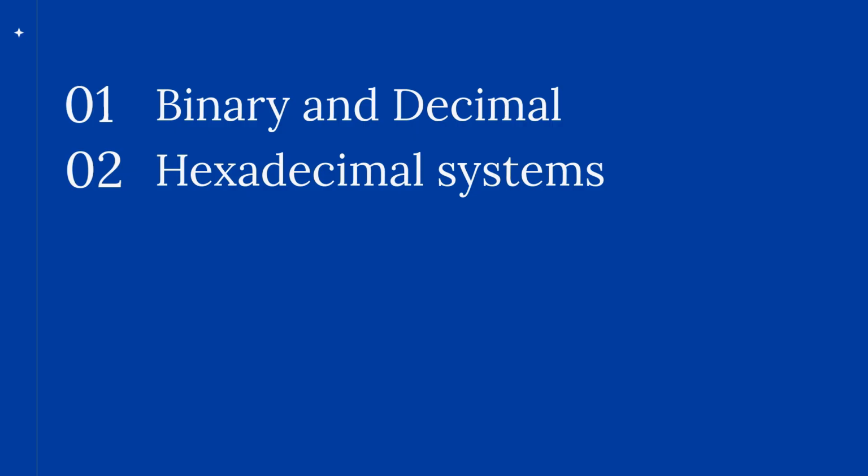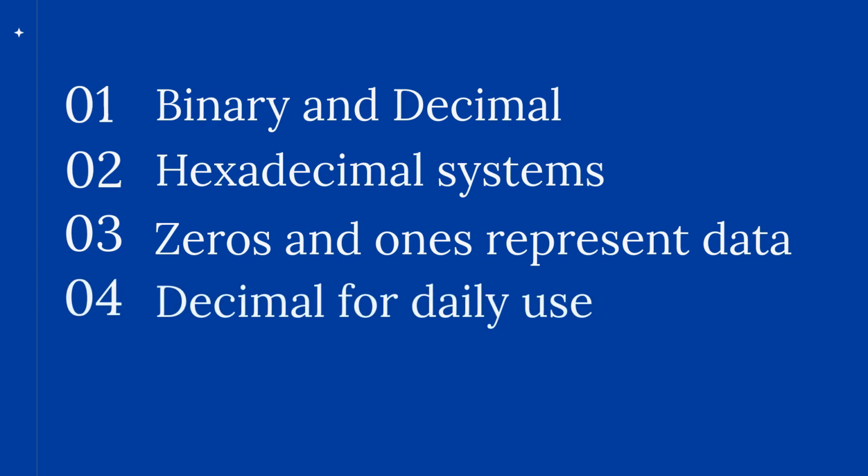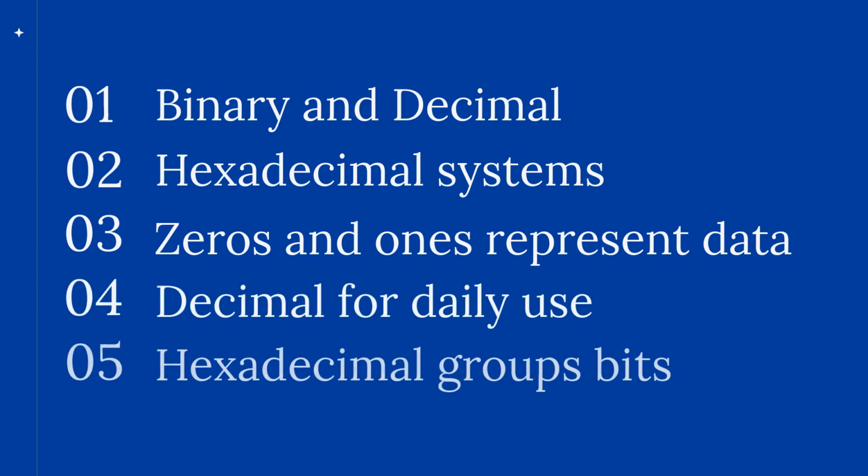Binary, decimal, and hexadecimal are key number systems in computing. Binary uses zeros and ones to represent data, aligning with electronic circuit states. Decimal is familiar in everyday use, while hexadecimal simplifies binary by grouping bits. Each system has unique advantages. Understanding these systems is crucial for data representation in computers.